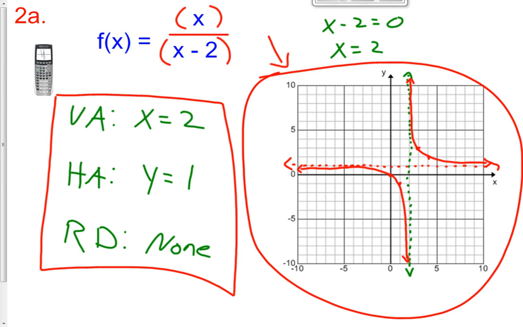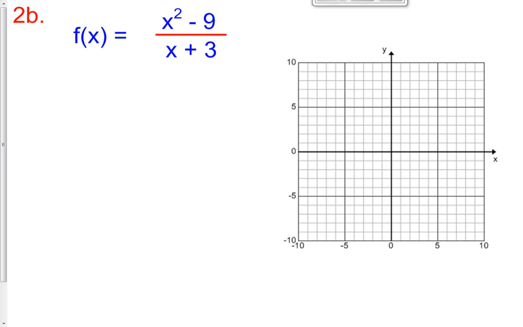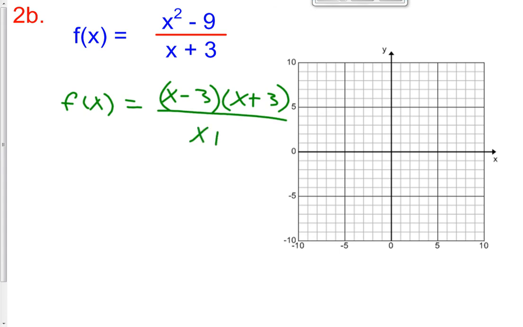Let's try another one, shall we? On this one, the very first step is to reduce any factors that we can. So let's factor. F of x equals x minus 3 times x plus 3, the numerator is the difference of 2 squares, divided by x plus 3. So now we have factors that can be reduced here and here. So now our reduced function is f of x equals x minus 3.